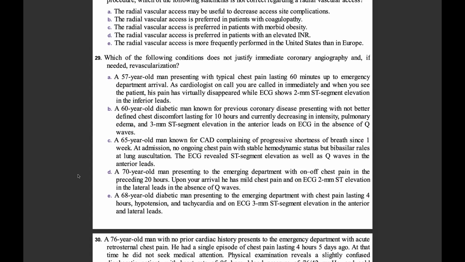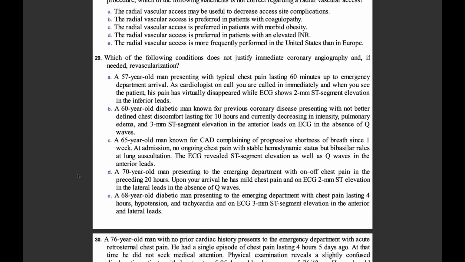So if they present after 24 hours after symptom onset, and they don't have evidence of ongoing ischemia, as in this patient, or acute symptoms of acute heart failure or arrhythmia, PCI should not be performed due to lack of benefit. This is a class 1C recommendation.